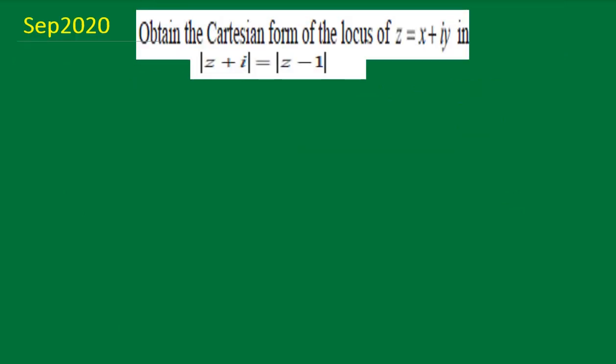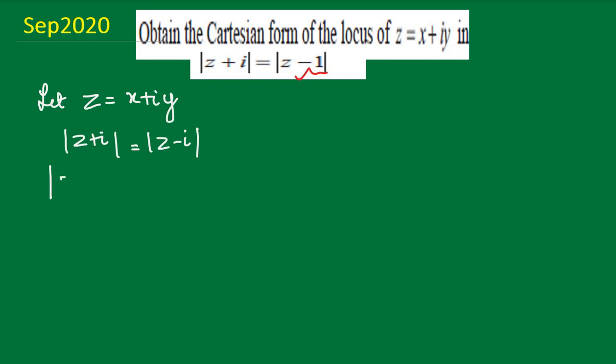Obtain the Cartesian form of the locus of z. We have seen a previous problem, right hand side. Z minus i was given in that problem. Z minus 1 is given here. So let us do the problem by the same procedure, by taking z equal to x plus iy. So writing the question, modulus of z plus i is equal to modulus of z minus 1. We are asked to find the locus. So this gives modulus of x plus iy plus i is equal to modulus of x plus iy minus 1 here in this question.